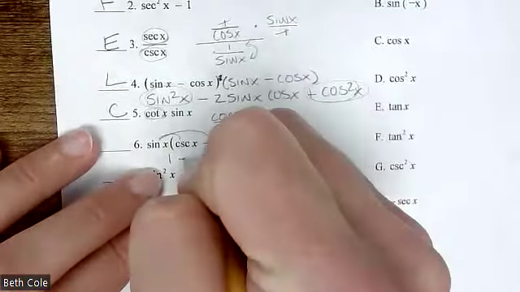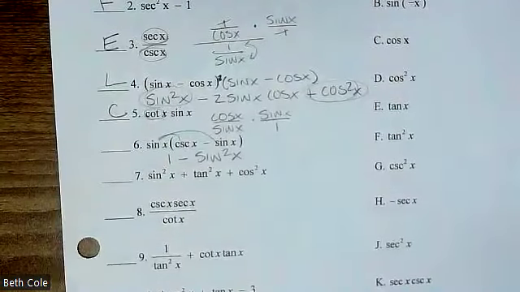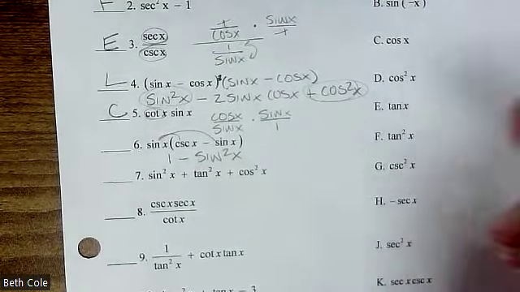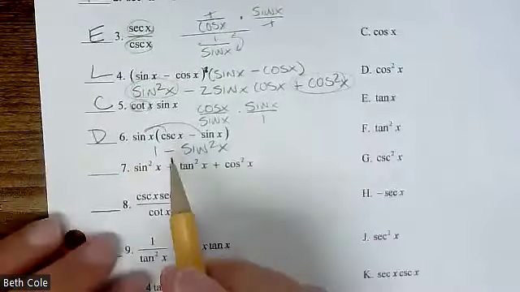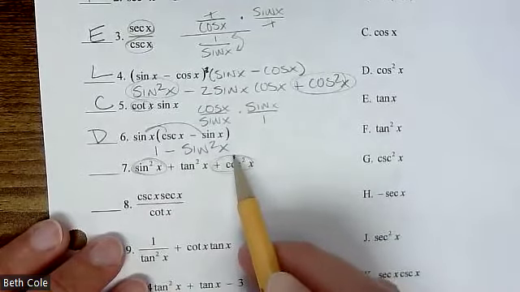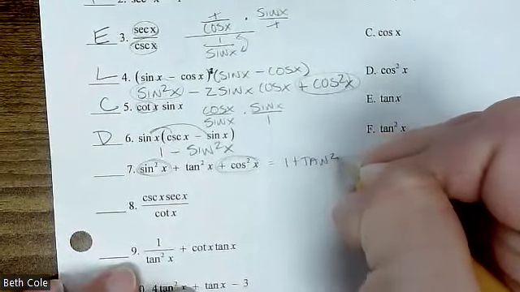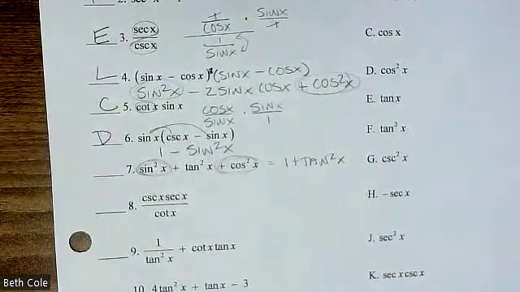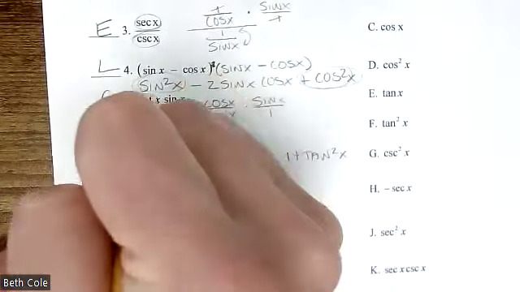All right, minus sine times sine is sine squared. Again, I've got them on the board behind me. 1 minus sine squared is going to be what? Cosine squared. So D for that one. Again, I know that they're not right next to each other, but do you see how there's a sine squared plus cosine squared in there? That's going to give you 1. So this is 1 plus tangent squared. And again, I've got them behind me. 1 plus tangent squared is going to be what? Secant squared. So that is J.